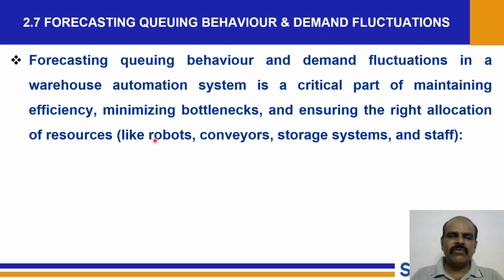That is what forecasting queuing behavior is. We are supposed to forecast. Why? Because only then will we be in a position to prepare for such worst cases. What might be the worst case? How should we equip ourselves in order to focus on or know that particular bottleneck?